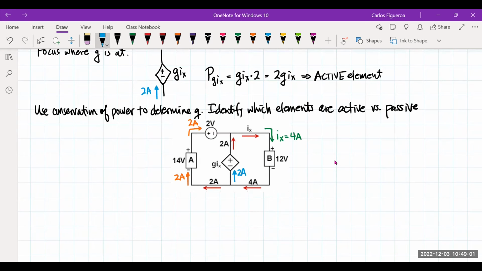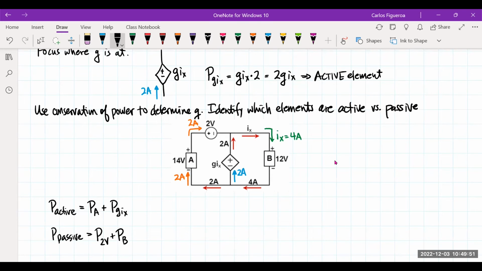So going through this, now I can identify what is passive or active. The active elements are the ones that have the current entering the negative terminal. Right away, I could see on the left loop that element A has to be active. Element 2, let me say passive right here. When I get to the 2 volt, that has to be passive since the current enters the positive terminal. Now, my dependent source, we've already said, is going to be active. And B has to be passive.